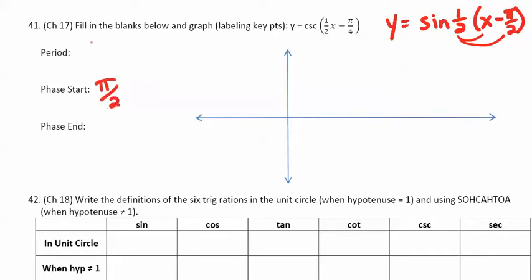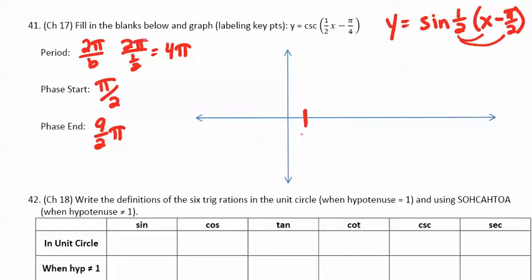And our period width here, we're going to take 2 pi and divide it by b. And this is just like the one we did a minute ago. We can see our period width is 4 pi. So if we start at pi over 2 and we travel 4 pi, we're going to end up at 4.5 pi. So I'm going to write that as 9/2 pi.